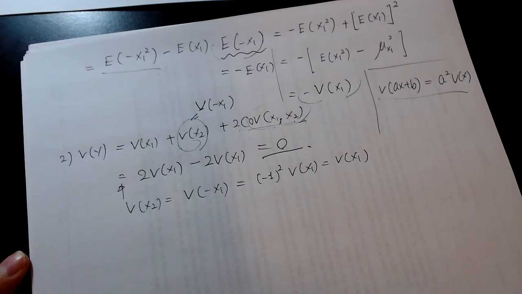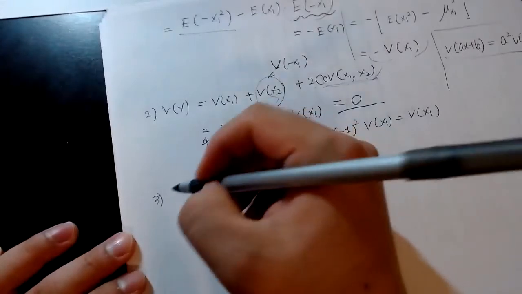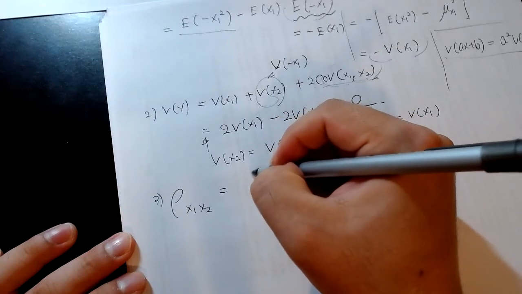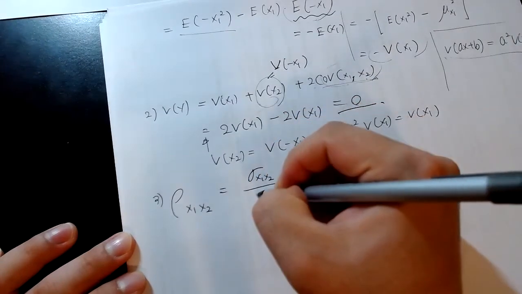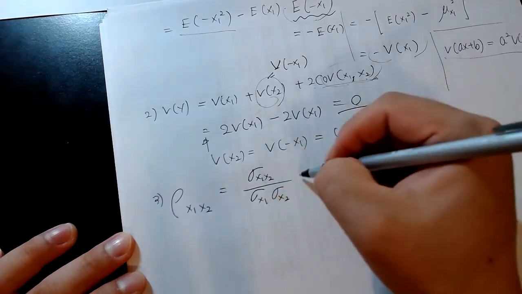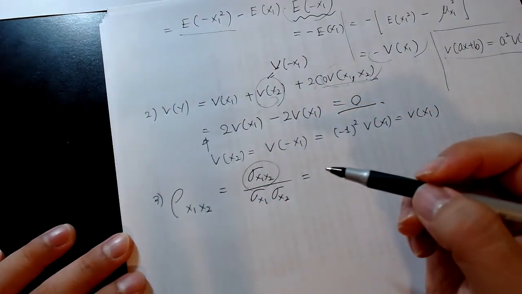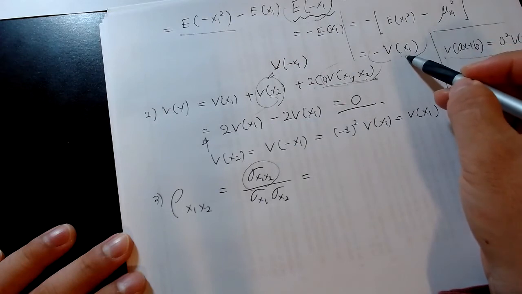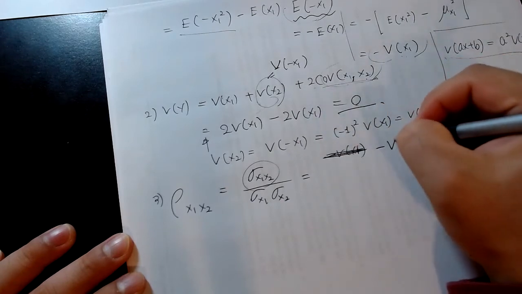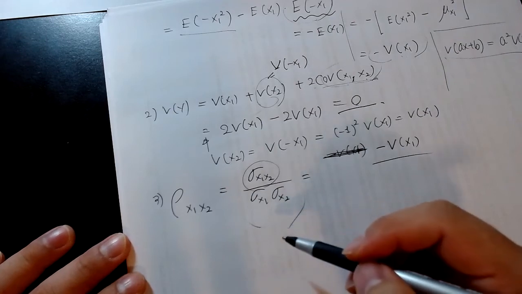So the last one, let's figure out the correlation of x1 and x2. The correlation of x1 and x2 is going to be the covariance of x1, x2 over the standard deviation of x1 times the standard deviation of x2. Keep in mind that. We just got the covariance, right? What is this? Negative V of x1. So negative V of x1 over sigma x1.